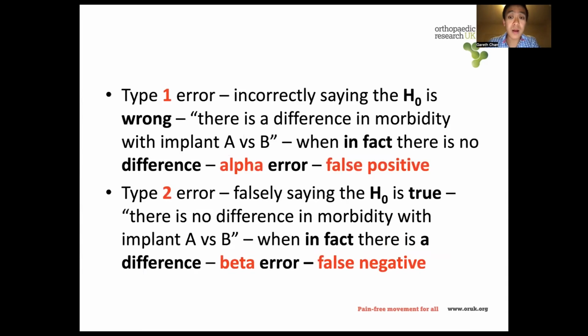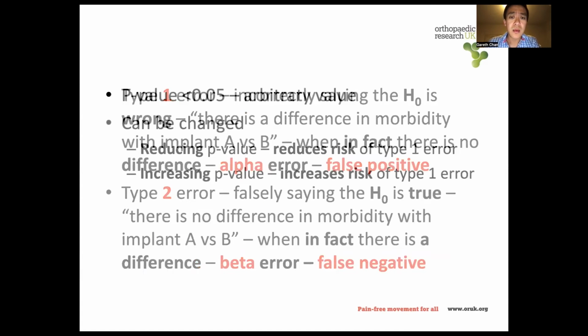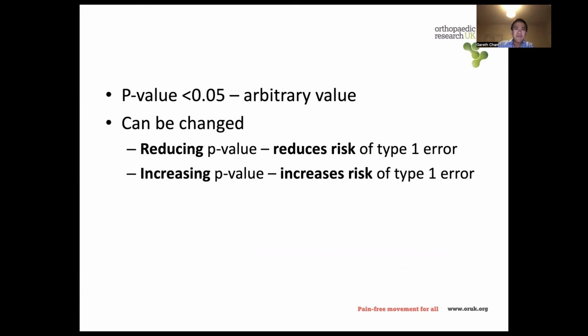So type 1 error is when there's a false positive. So you're falsely saying that the null hypothesis is wrong and there is a difference when in fact there is no difference. And type 2 errors, when you say the null hypothesis is true, so you say there's no difference, but in fact there is a difference, and there's an alpha or beta errors, and that's not really too important for your stage. But then where does this p-value come in?